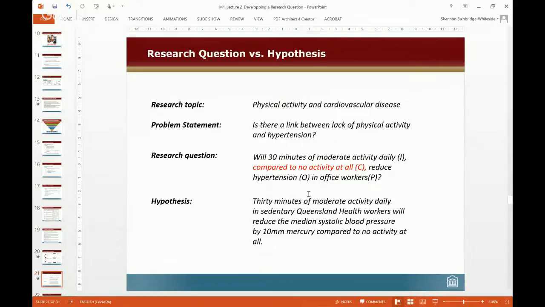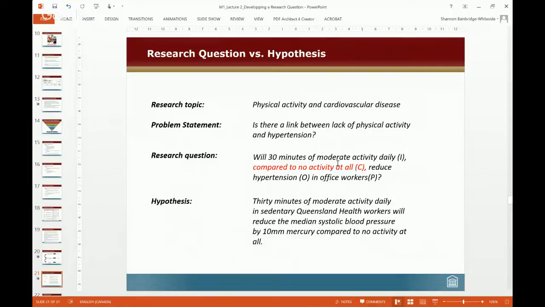So that's when, if you look down at the research question, all of those different components have been identified. And this one is sort of flipped around. You could rearrange this so that the P came first. But here we now know that the intervention is 30 minutes of moderate activity daily compared to absolutely no activity. Our outcome is reduced hypertension, and the population we're interested in is office workers.